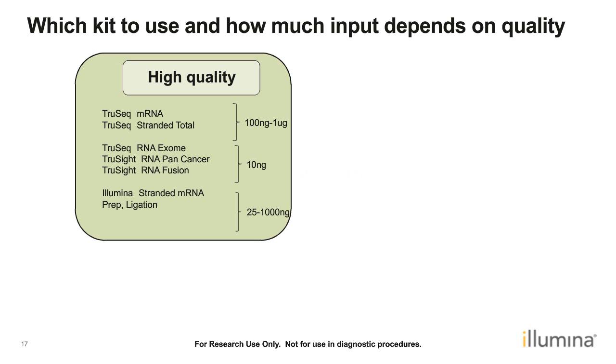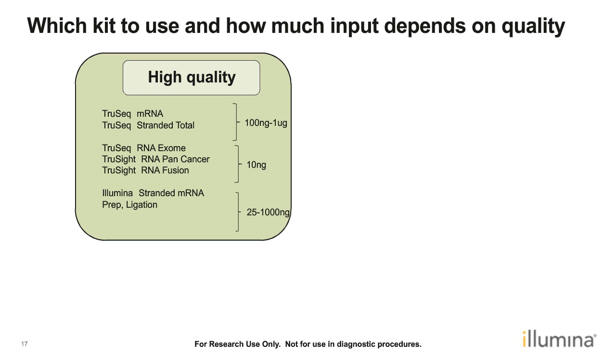Another reason why RNA input quality is so important is, in addition to letting us know what kit is available for us to use, it also informs us of how much input we need. If we have high quality input, we can use 100 nanograms to 1 microgram for our TruSeq mRNA and TruSeq Stranded Total kits, 10 nanograms for our enrichment kits, such as TruSeq RNA Exome, pan-cancer, and RNA Fusion, or 25 to 1,000 nanograms for our Illumina Stranded mRNA prep ligation kit. As you can see, our newly launched Illumina Stranded kits accommodate a lower input amount.